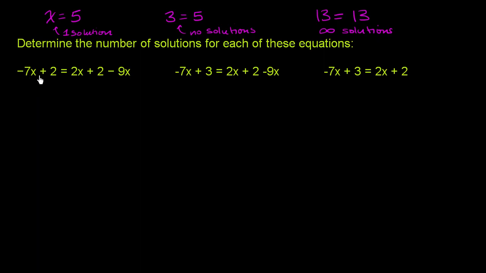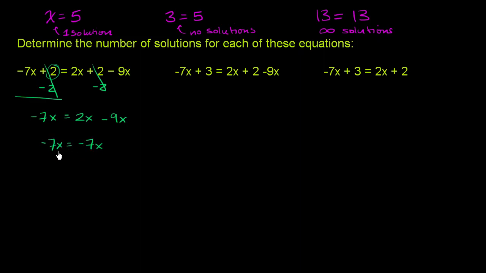So over here, if we want to get rid of this 2 on the left-hand side, we could subtract 2 from both sides. We are going to be left with, on the left-hand side, negative 7x. And on the right-hand side, you're going to be left with 2x minus 9x. If we simplify that, that's negative 7x. So you get negative 7x is equal to negative 7x.